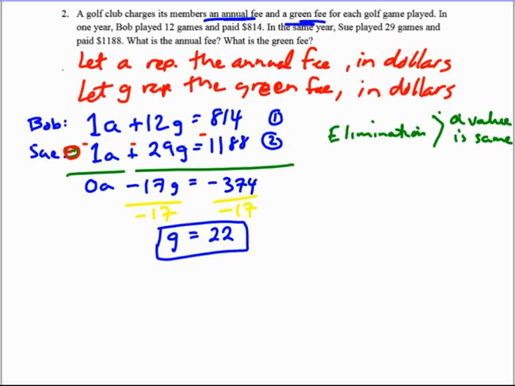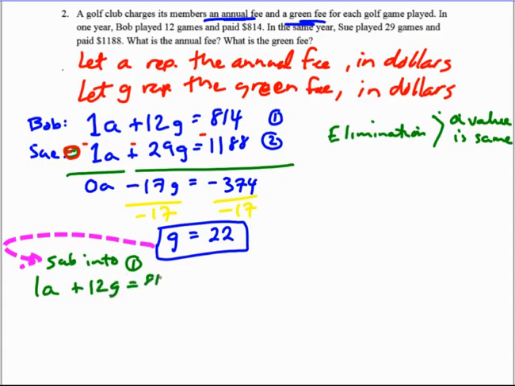Okay, so let's substitute into one of them. Doesn't matter which one. Which one do you think has nicer numbers? Probably one. One looks like smaller numbers. So 1a plus 12g equals 814. So 1a, we're going to now make a bracket for the g. 814 doesn't change, and we're putting that 22 into here. Get your calculator ready. 1a plus 12 times 22 is 264.